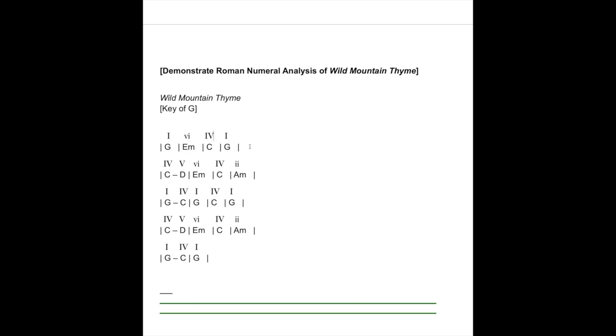It's the same progression. The key is different, but the Roman numerals are the same. Major 1, minor 6, major 4, major 1, major 4, major 5, minor 6, major 4, minor 2, major 1, major 4, major 1, major 4, major 1. So you can hear that the whole key is higher. This is the same in that other key. So all of these chord symbols would have to be rewritten.